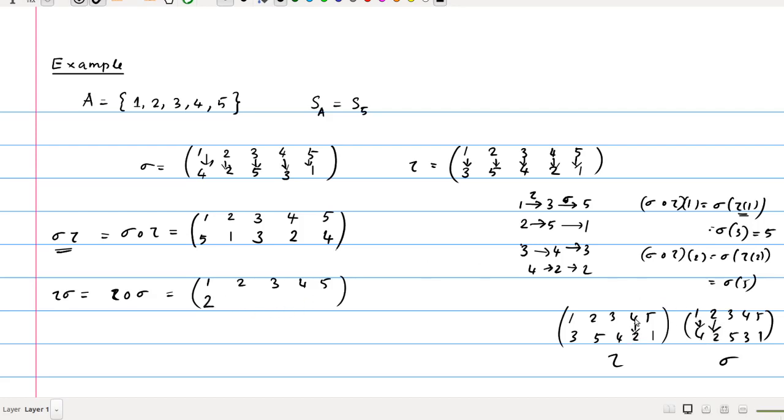Similarly, 2 goes to 2, that 2 goes to 5. So image of 2 will be 5. 3 goes to 5, 5 goes to 1. So image of 3 will be 1. 4 goes to 3, that 3 goes to 4. So image is 4. Similarly, 5 goes to 1, 1 goes to 3, so the image is 3. So this is tau sigma.